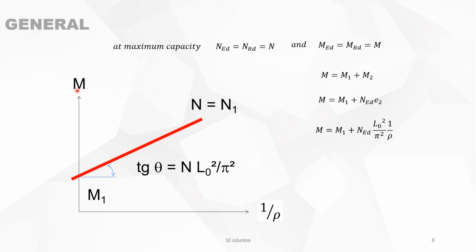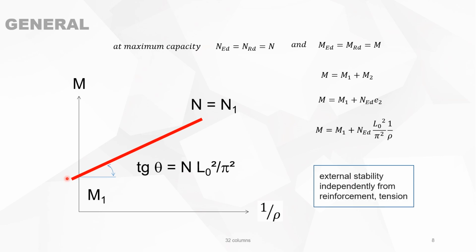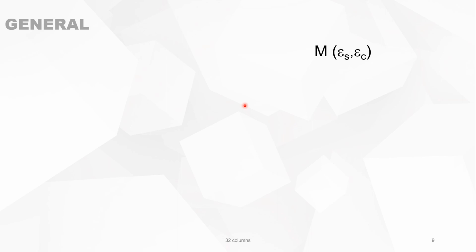So it's a graph of M as a function of the curvature 1 over r, and it's a straight line. This is the relation between curvature and bending moment, but this only takes into account the geometrical conditions. There is no reinforcement in this equation. That's not there. So it's external. It's an external stability independent of reinforcement and stresses.